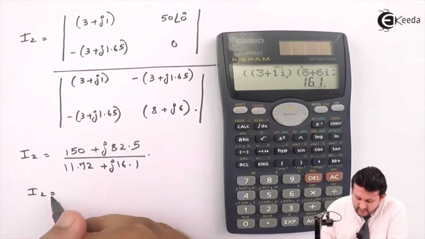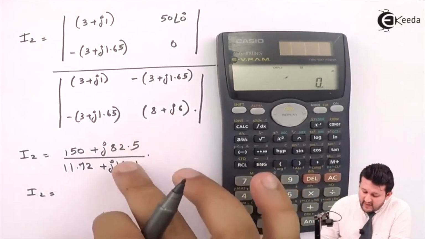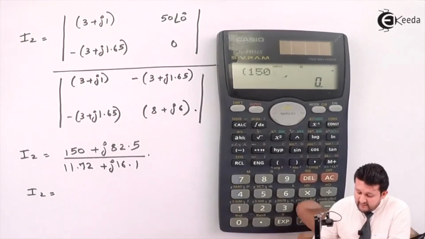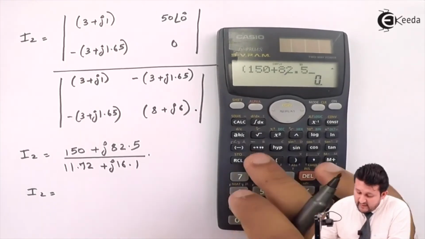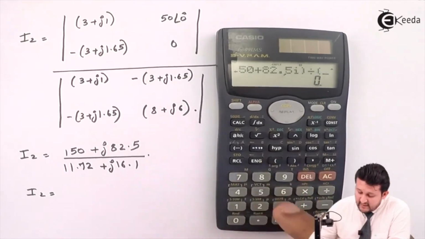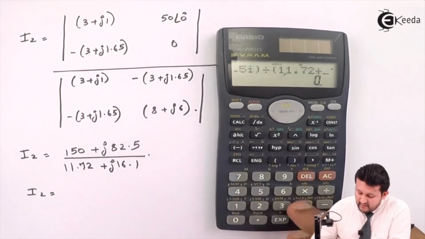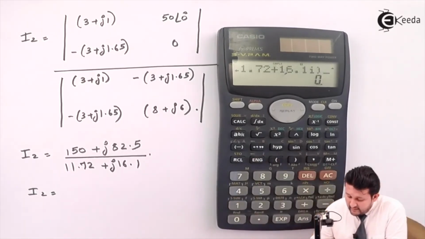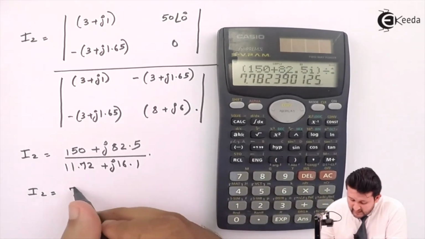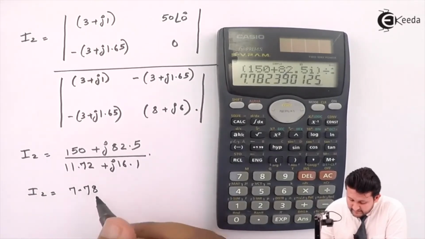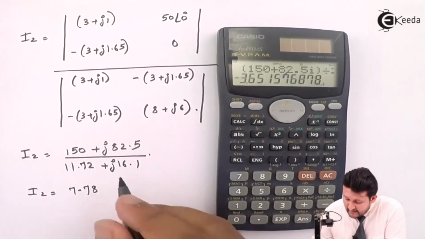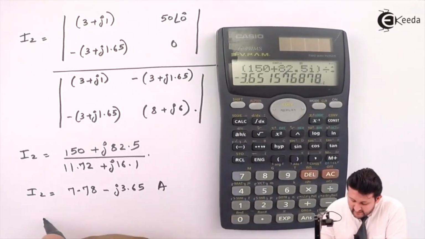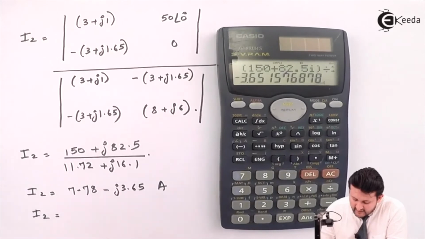So if I need to find I2, I need to divide the numerator by the denominator. So let's divide it, bracket, 150 plus 82.5I, bracket close, divide by, 172 plus 16.1I, bracket close. The value you get is 7.78, that is minus J3.65 amperes. This is nothing but your rectangular form.